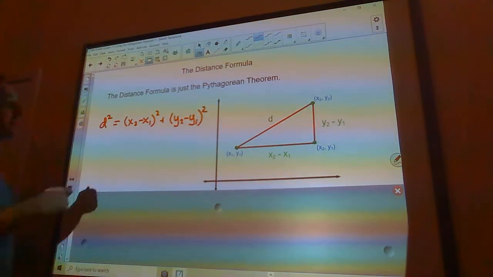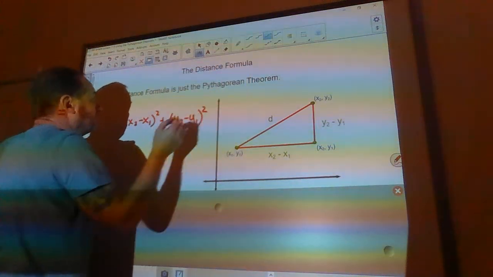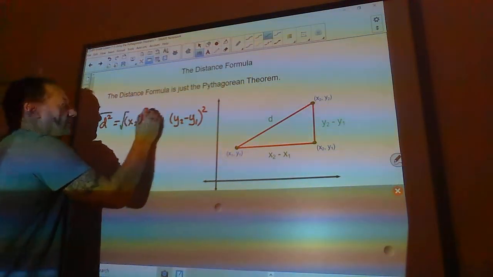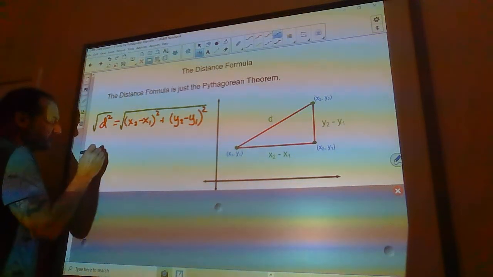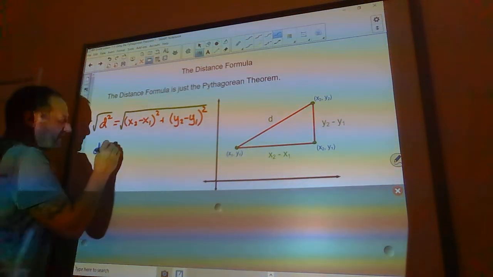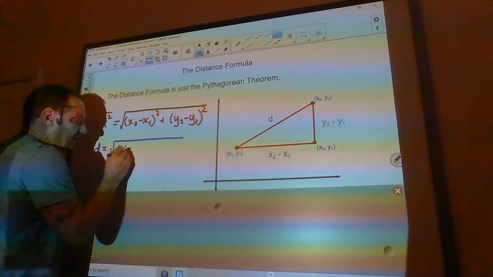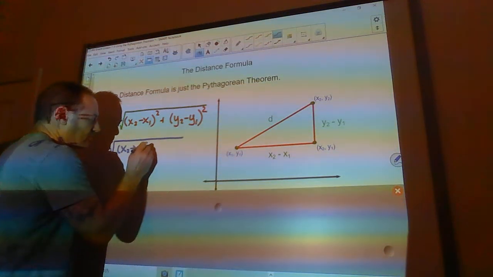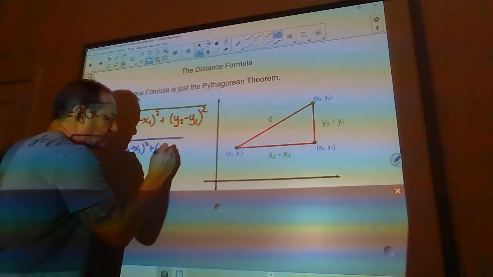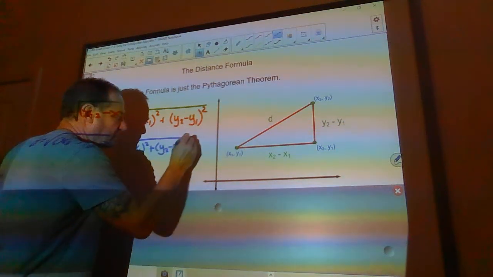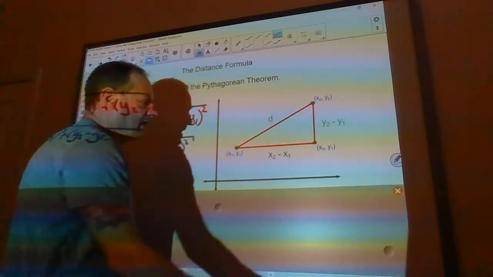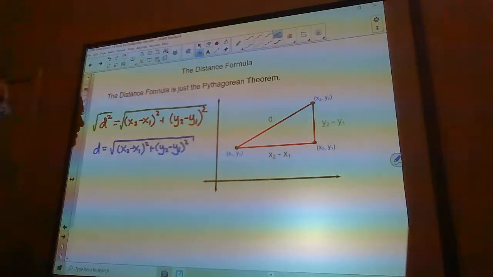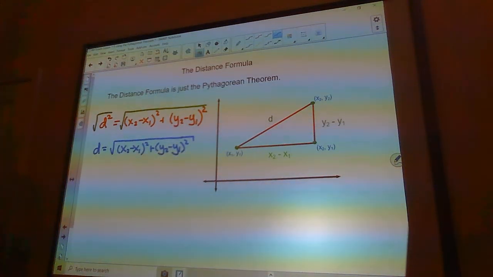Okay, now I don't want this. Here's what I'm going to do. I'm going to square root both sides of this thing, and the square root of d squared is just d for distance, and that's equal to the square root of x2 minus x1 squared plus y2 minus y1 squared. That's my distance formula. And yes, I would expect you to know that. Okay, you're going to use the distance formula a lot.